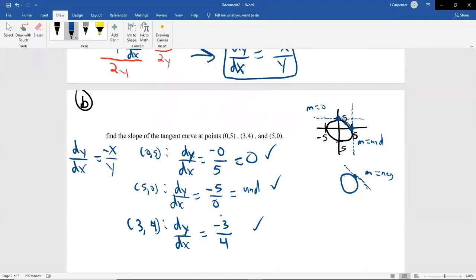The closer and closer you get to that (5, 0), though, this slope is going to go to like negative 10, negative a million, negative 10 trillion, until it goes undefined.